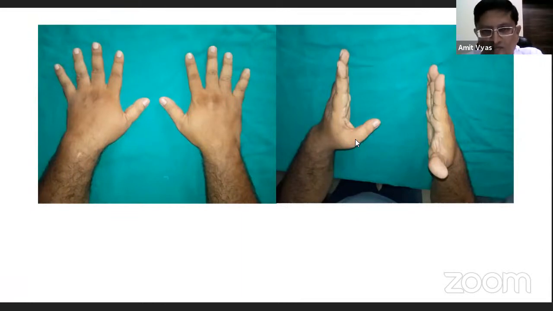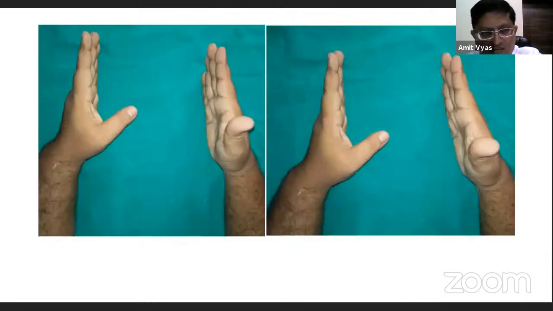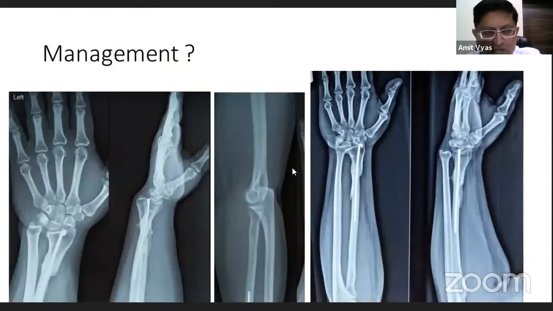And his distal radio-ulnar joint is dislocated, you can see, and it is dorsally shifted. You can see here the prominence of the ulna. So these are the skiagram.